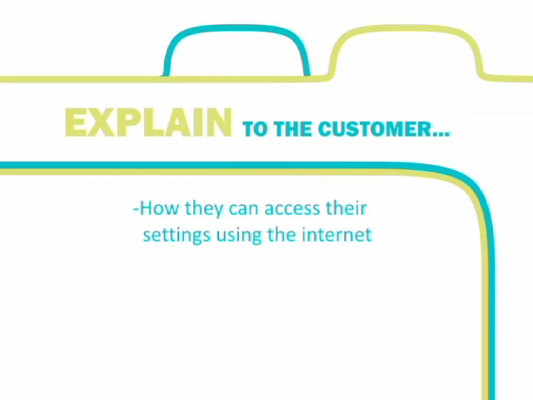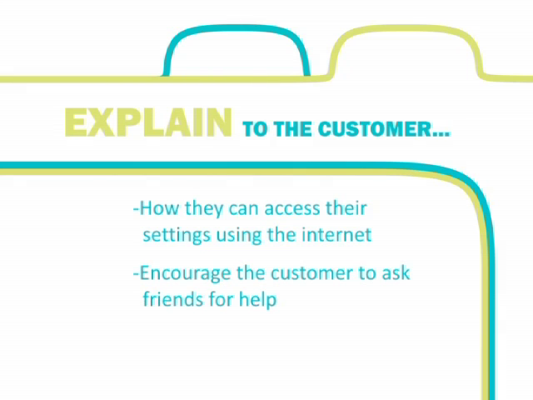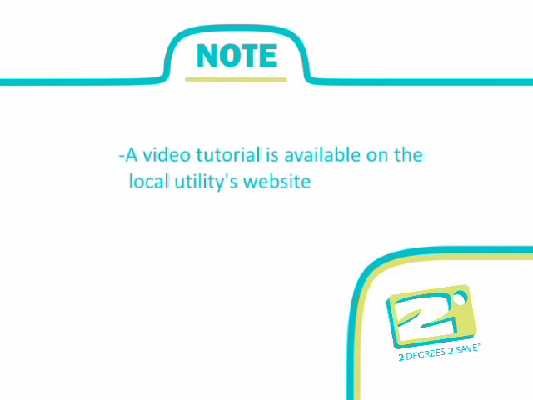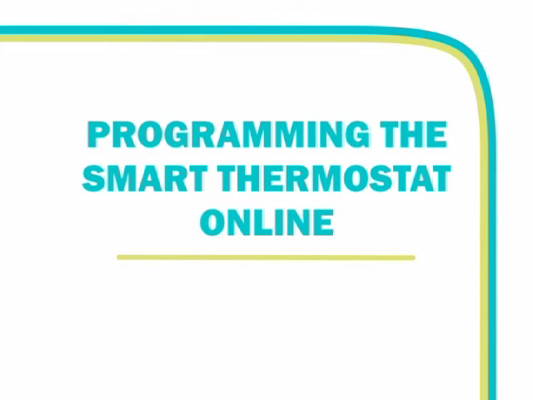You can also encourage the customer to ask their neighbors or friends how to program their smart thermostat, as most of them will also have a smart thermostat installed. A video tutorial on how to access and program the smart thermostat is available on the local utilities website. Be sure to watch this video and also encourage the customer to watch the video for additional information. Let's take a look at how to program the smart thermostat.